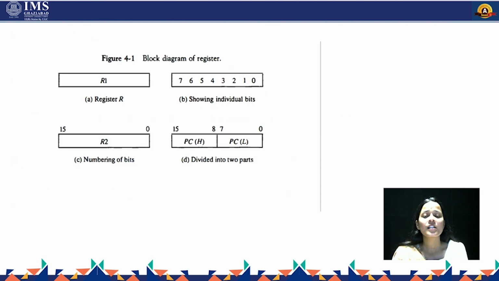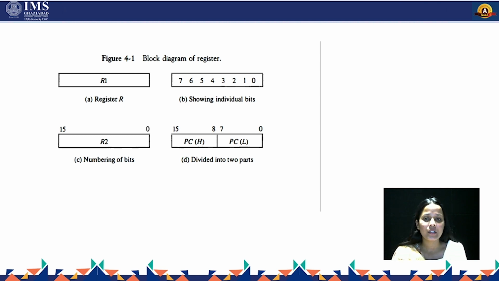Let me explain this. This is the representation of the boxes, name, number, and how you divide a 16-bit register into 2 parts. In the A part, I have simply taken a rectangular box. The name of the rectangular box is R1, which is written inside the box, and as we have discussed, R is followed by a number, so the number is 1. You can also represent individual bits in the register, like we have represented in part B, from 0 to 7. In the third part, C, we have taken a 16-bit register whose bits are 0 to 15 and the register name is R2. In the D part, we have taken the partition of the 16-bit register into 2 parts, the lower part and the higher part. The lower part is 0 to 7 and the higher part is 8 to 15.